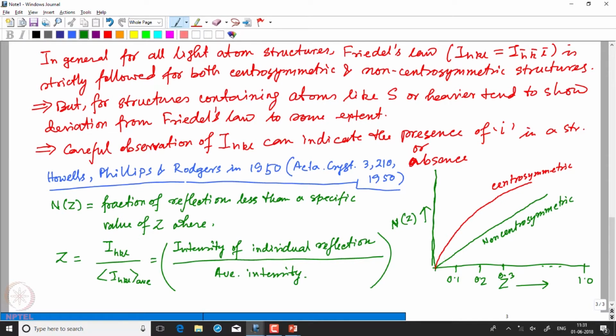So in case of centrosymmetric structure, it may be the case that the points were falling like that. So the best fit line represents a straight line, whereas for a non-centrosymmetric structure, these lines indicate a deviation from a straight line and rather go like a curve which is drawn here. So the best fit curve goes higher than the non-centrosymmetric structure, and from there one can conclude whether it is centrosymmetric or non-centrosymmetric.